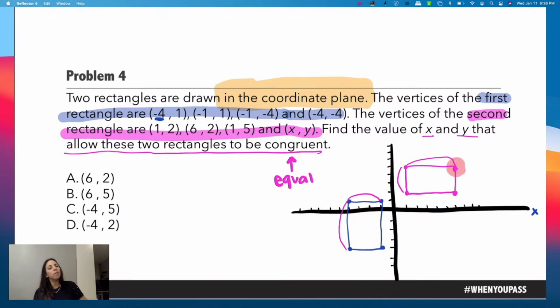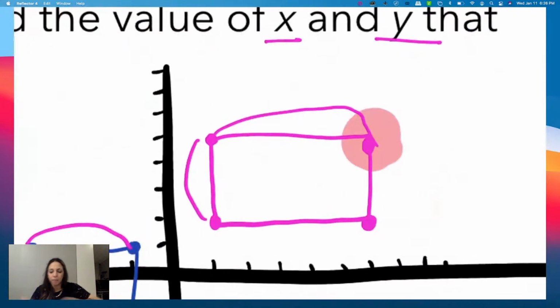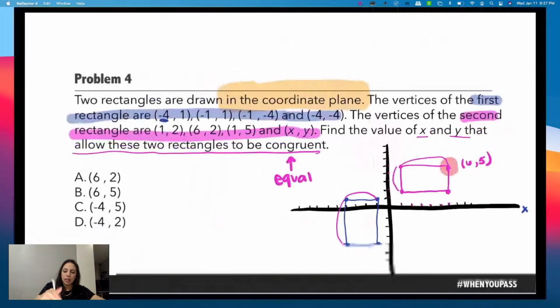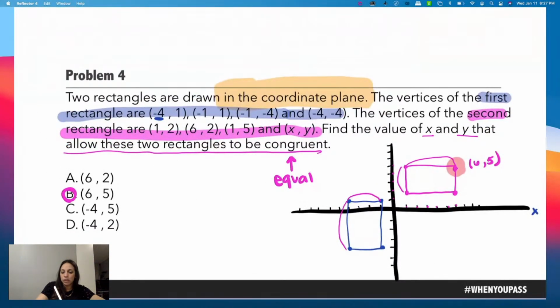Well, some of you are better at visualizing this than others. And if you don't draw your graph extremely explicit and accurate, it's going to make it very hard for you to figure out or evaluate what that point is. If we were to zoom in, that point looks like it's at 6, 5: over 6, up 5. That indeed is an answer choice.